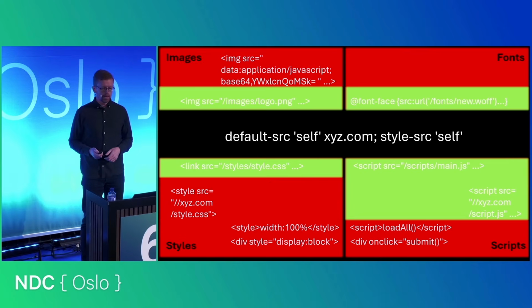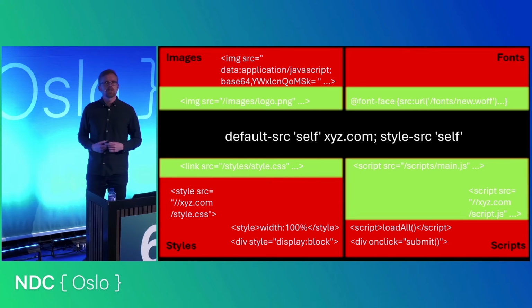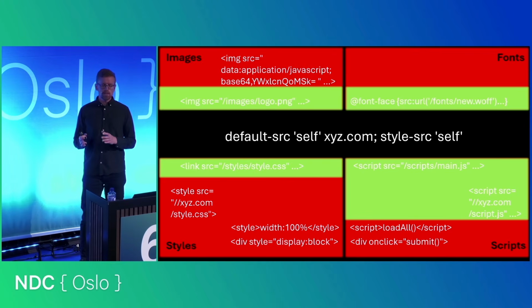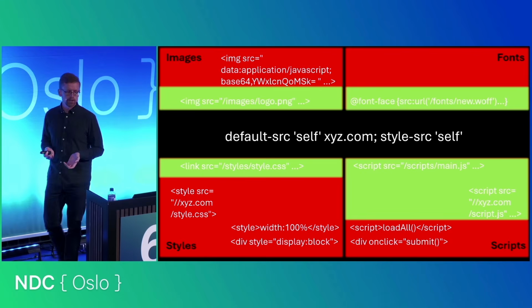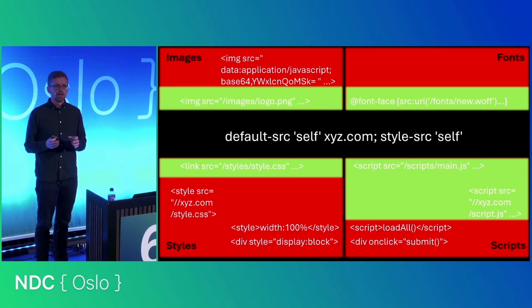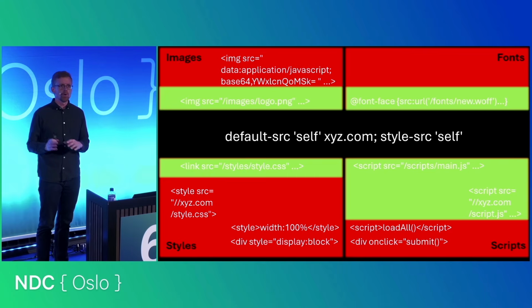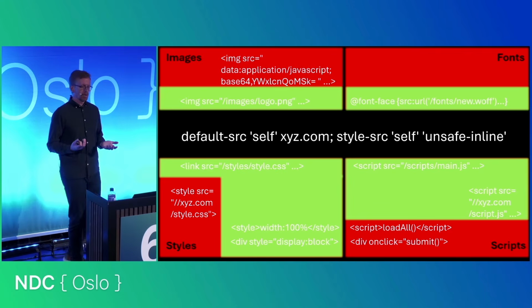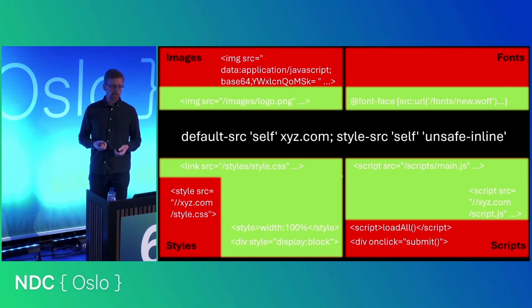I'll add more. Now I'll add another directive. I'll add the style source directive. That governs the styles. And as you see, styles now have self. So we still have the relative URL in green. But now xyz.com kind of dropped out. Because when we implement style source, styles will end up there. They won't go look for default source anymore. And then we'll add another thing to style source. We'll add unsafe inline. And now the inline stuff is allowed.